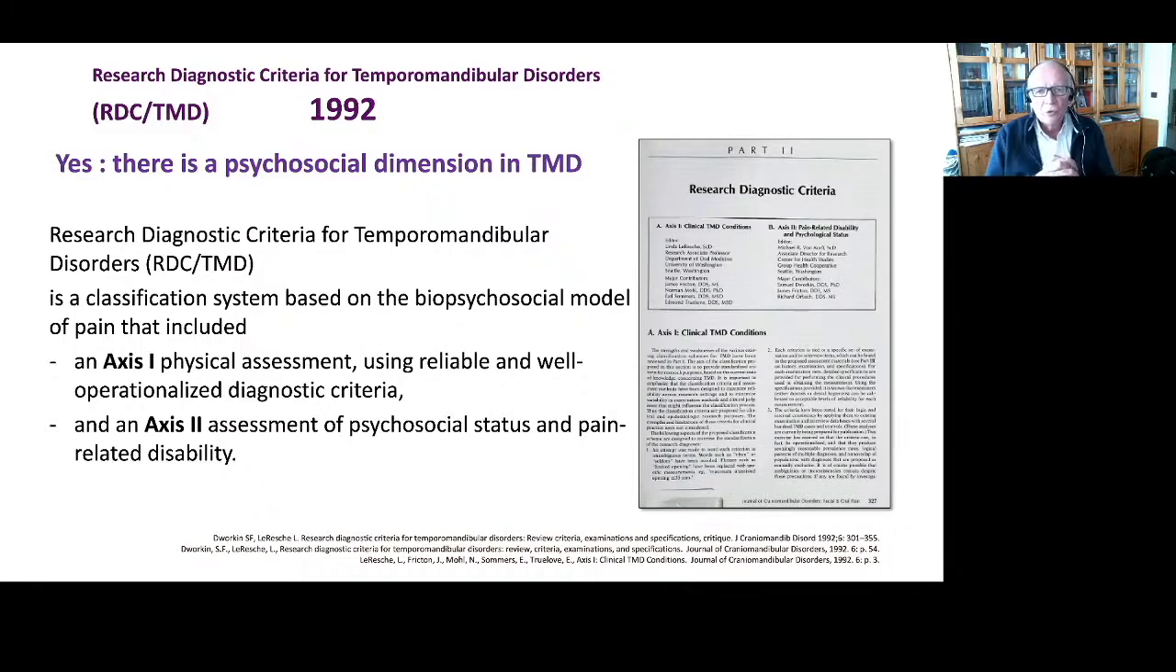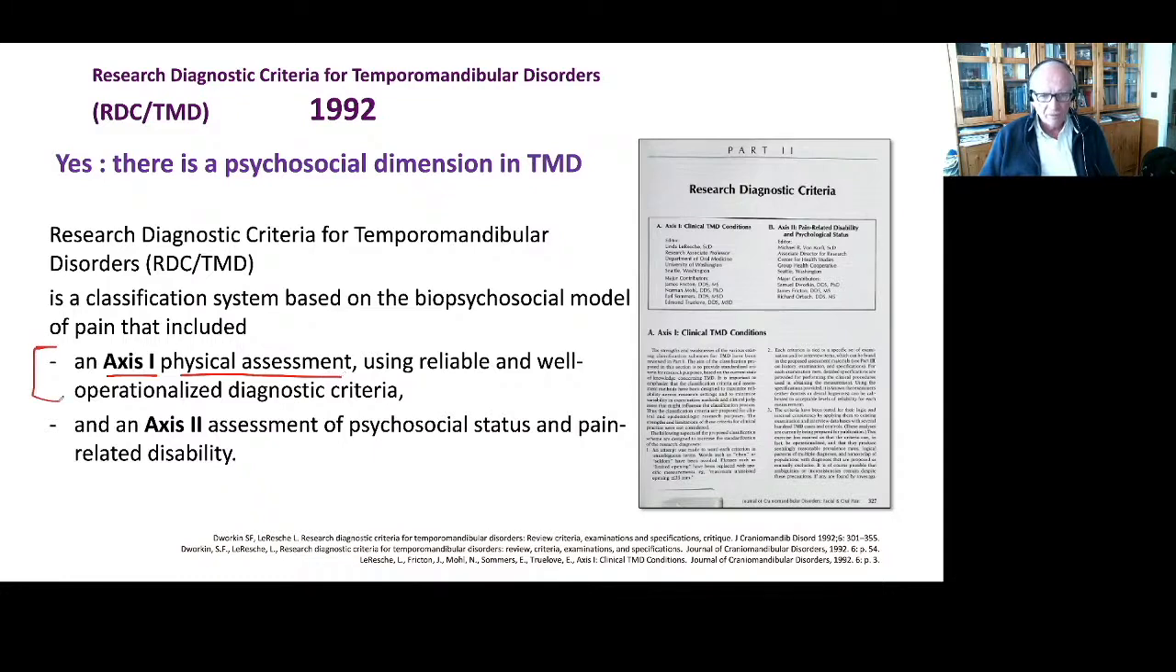In 1982, Dworkin and LeResche proposed research diagnostic criteria for temporomandibular disorders. It is very famous, and it is the base of all scientific methodology on TMD research from this day. And they said that there are mechanical structures that we have to analyze, and you call it axis 1. And we analyze this by the physical assessment.